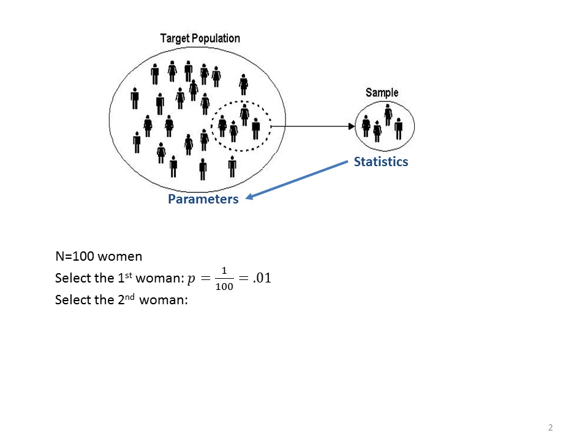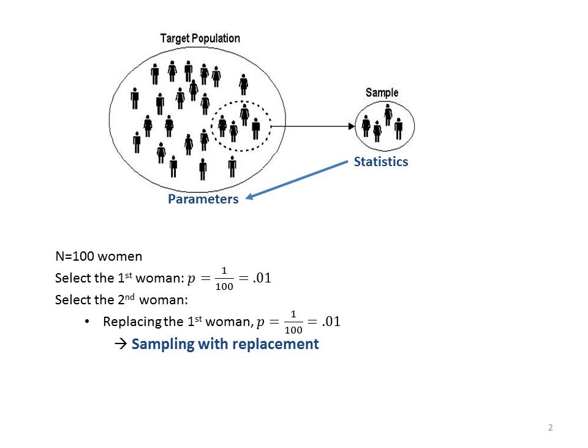The first method is to put the first woman back and sample the second time from the whole set of 100 women again. And the probability of any woman to be selected as the second subject is still 1 out of 100, which is still 0.01. And that's sampling with replacement, in which each participant selected is replaced before the next selection.